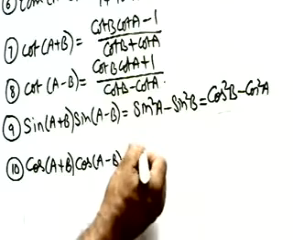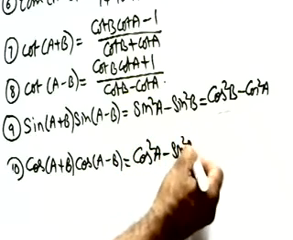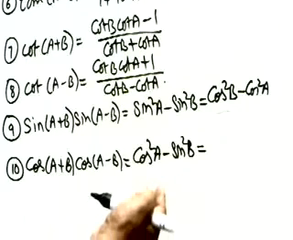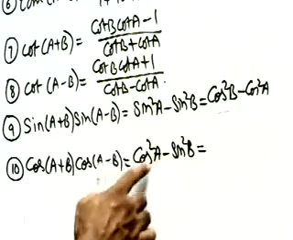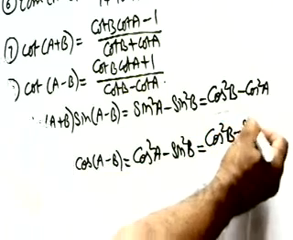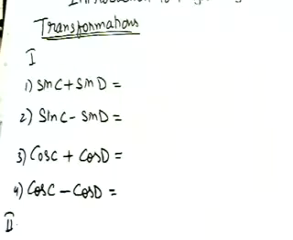In the same way, cos A plus B into cos A minus B: one is cos, one is sine. Cos square A minus sine square B. One more formula we can write the same way: here B, here A. Don't change cos, keep it as it is. Cos square B minus sine square A. So this also has two formulas: cos A plus B into cos A minus B is cos square A minus sine square B, or cos square B minus sine square A.